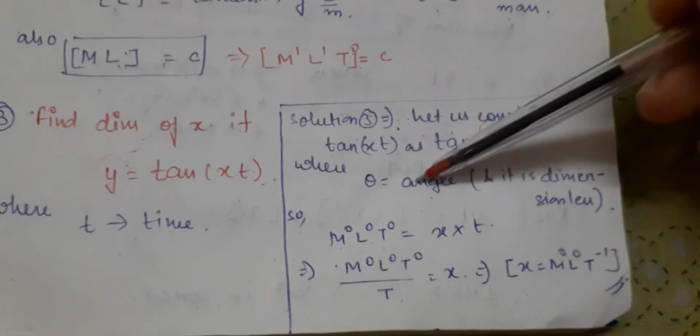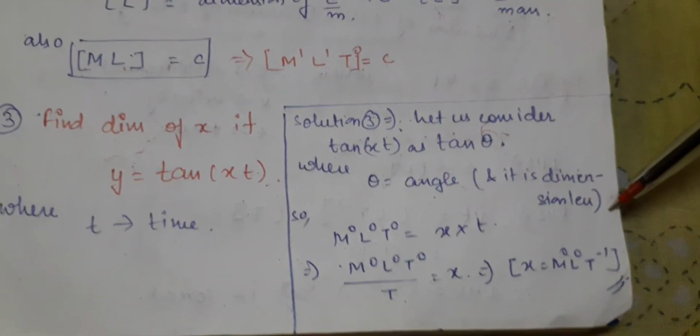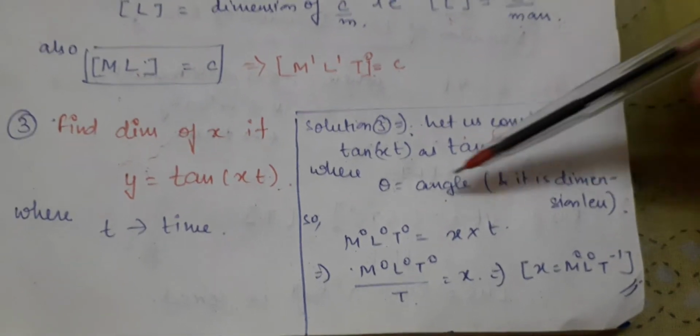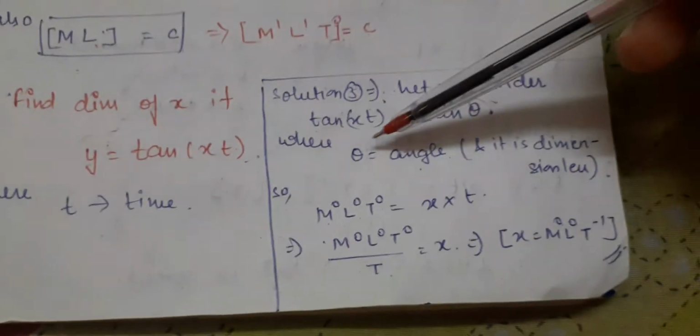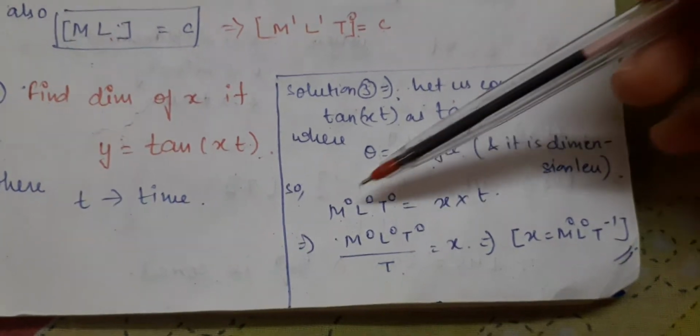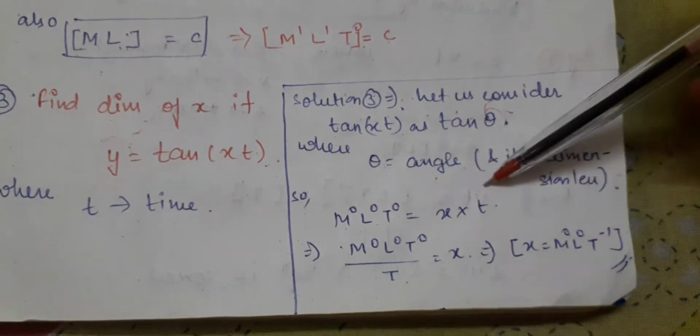We all know that angle is a dimensionless quantity. We are not considering it as a fundamental quantity. It does not have any dimension. So we can already write M0 L0 T0 is equal to x t.